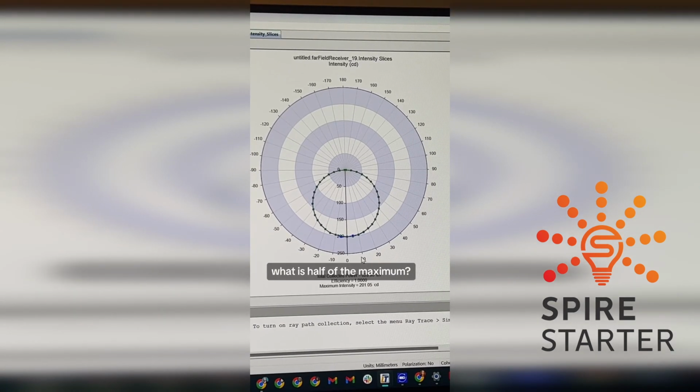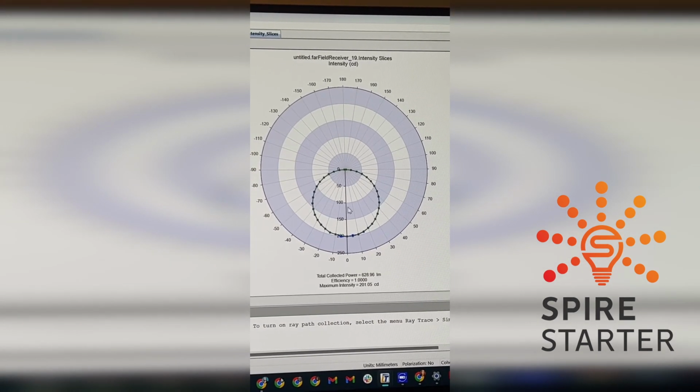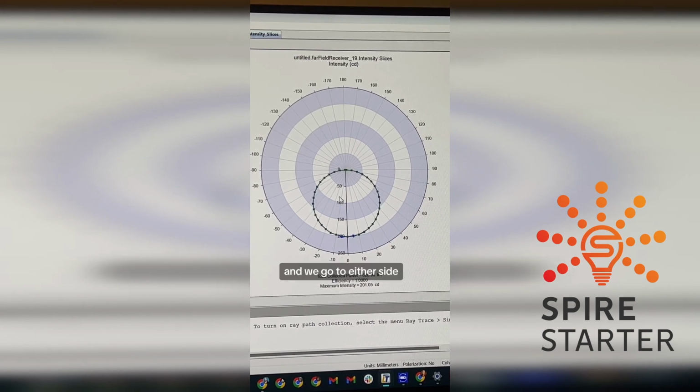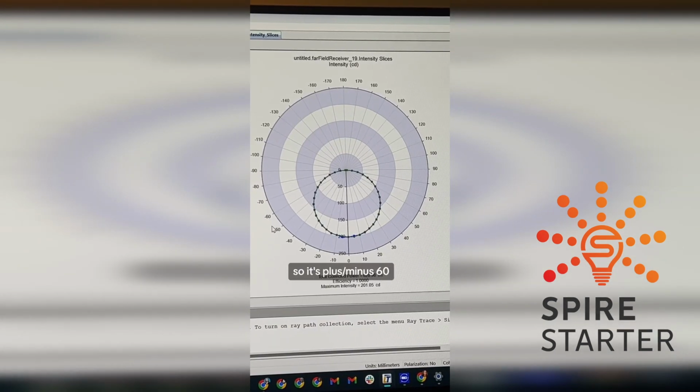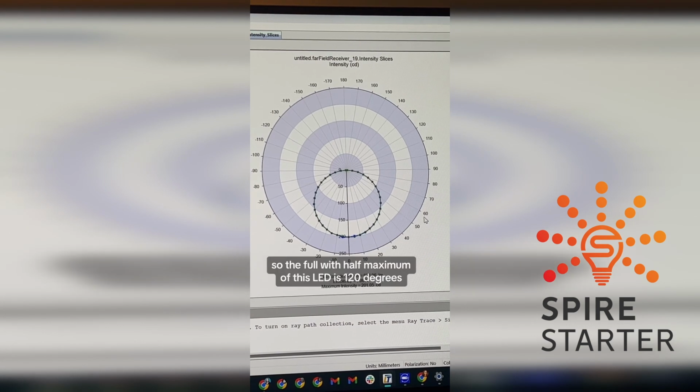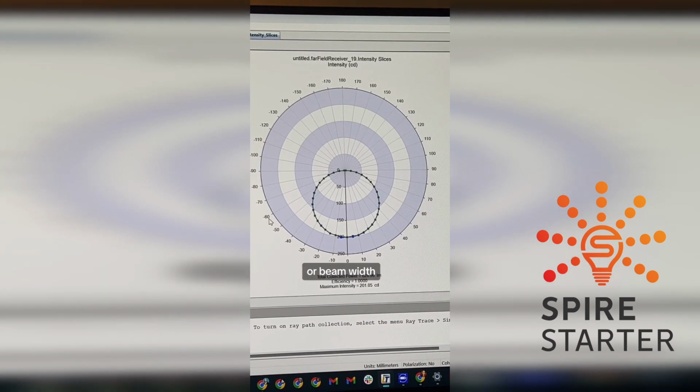What is half of the maximum? It would be about 100. So if we go to 100 and we go to either side, we'll see that's at around 60 degrees. So it's plus minus 60 to get to half of this value that's the highest at 200. So 60 this way plus 60 that way is 120 degrees. So the full width half maximum of this LED is 120 degrees, or beam spread or beam width.